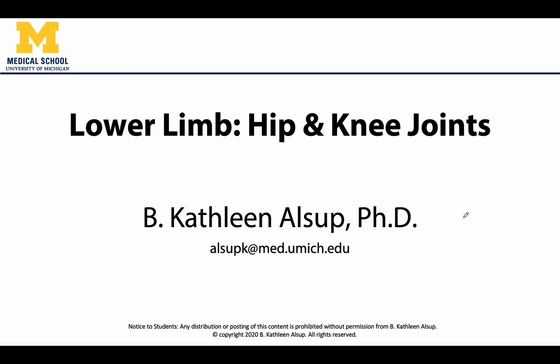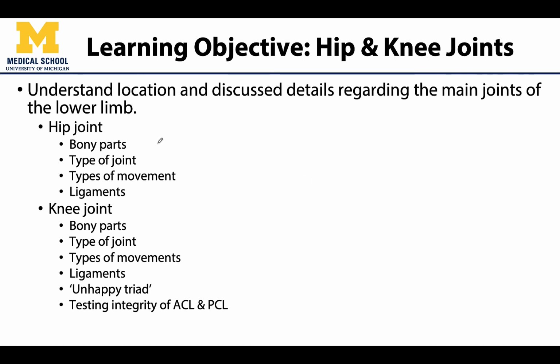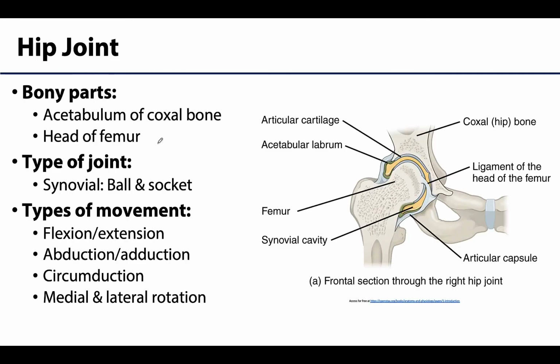We are going to get into the joints of the lower limb, which we're starting with the two largest ones. These will be the hip joint and the knee joint. And we will get through some of the things that we come to know about joints. So what are the bony parts? What type of joint is it? What types of movements are allowed? And of course, some of the clinical correlations and ligaments associated. So let's start with the hip joint.